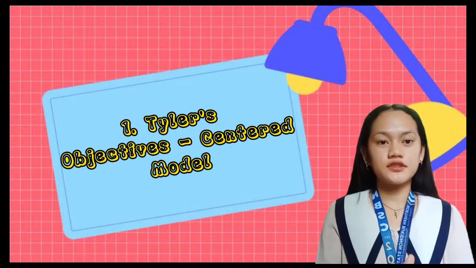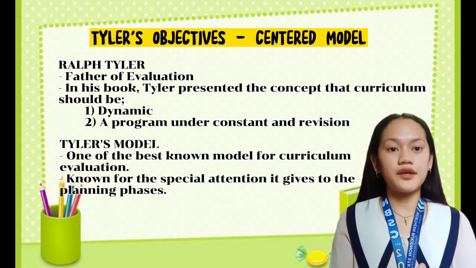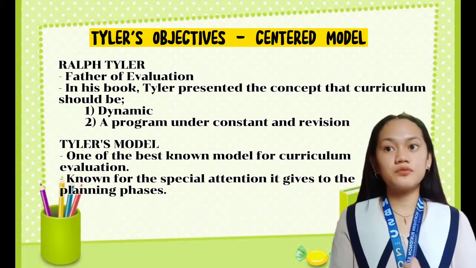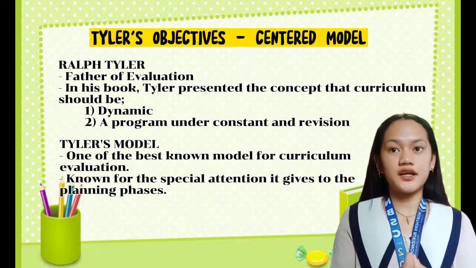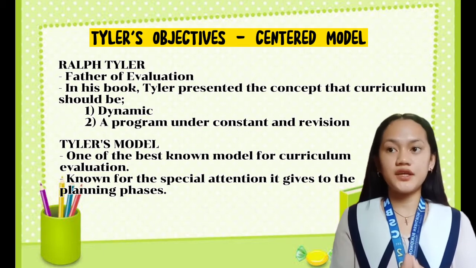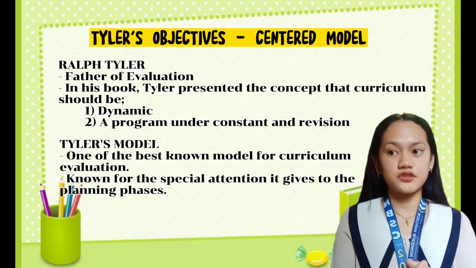The first model is Tyler's Objective-Centered Model. It was created by Ralph Tyler, known to be the father of evaluation. In his book, Tyler presented the concept that curriculum should be dynamic and the program under constant revision. Tyler's model is one of the best-known models for curriculum evaluation. It is known for the special attention it gives to the planning phases, and it is a deductive process.